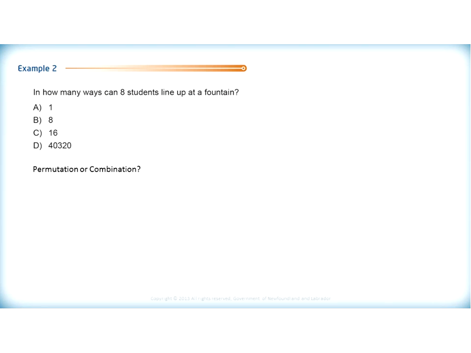In how many ways can 8 students line up at a fountain? Question, is it a permutation or a combination, first of all? That's the first thing to ask yourself. Does order matter? In how many ways can 8 students line up at a fountain? And here, order does matter. Because if we're looking at the number of arrangements of 8 students, if John is before April, that's different than if April is before John. Order does matter here. This is a permutation.